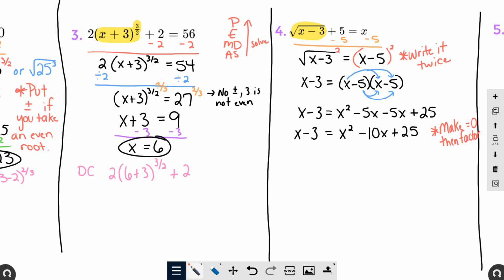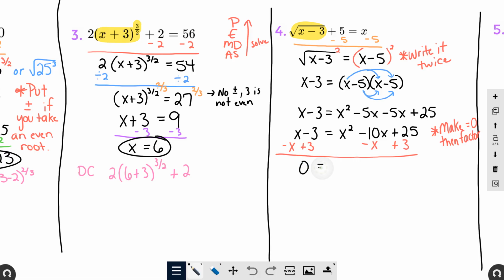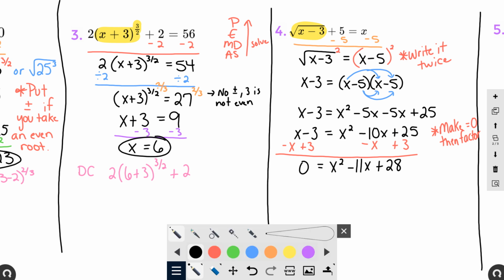So how am I going to move these over? Good. We're going to minus that x and add the 3, and make sure you minus and add to the right terms. So now we have 0 equals x squared minus 11x plus 28. And what kind of problem is this one? Yes, a simple or short trinomial. How do I do short trinomials? You could try to find the GCF, but nothing's in common there. So we do our little scrap work.